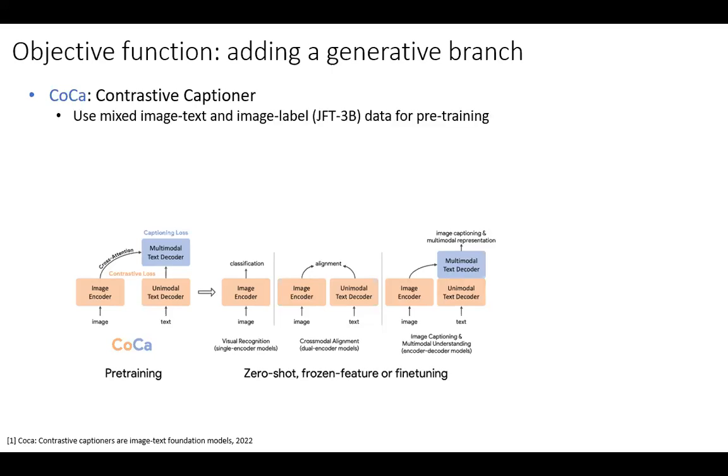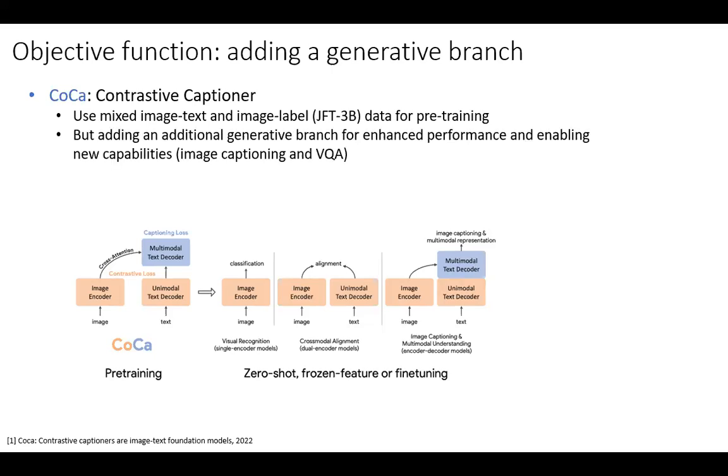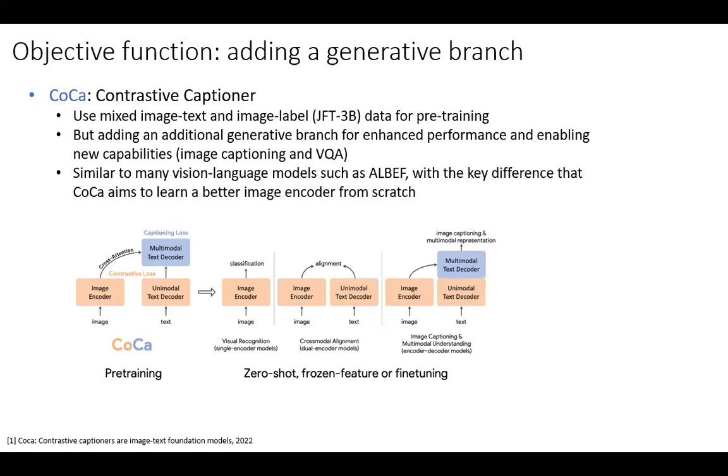Here they use mixed image-text and image-label data for pre-training, but then they add another generative branch for enhanced performance. And due to the use of the generative branch, they can also enable new capabilities such as captioning and VQA. Similar to many other vision language models, but the model is purely trained from scratch.